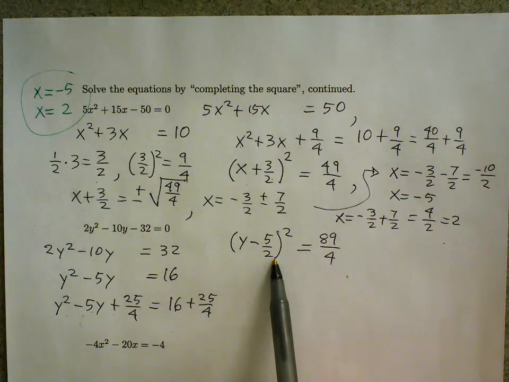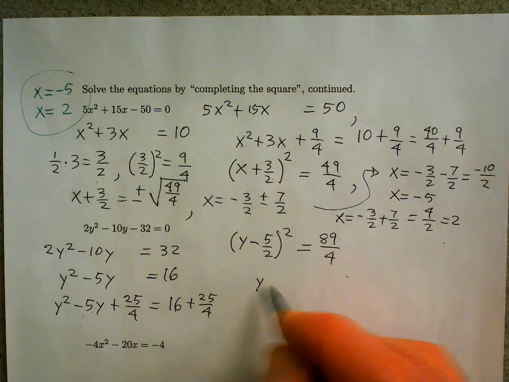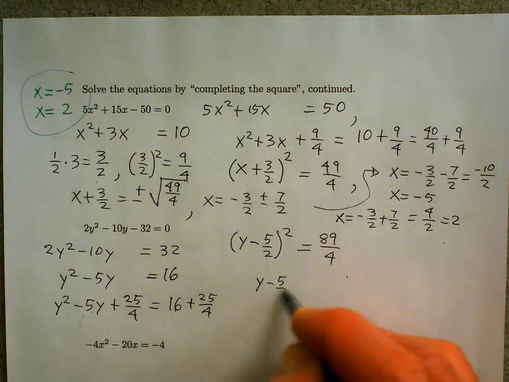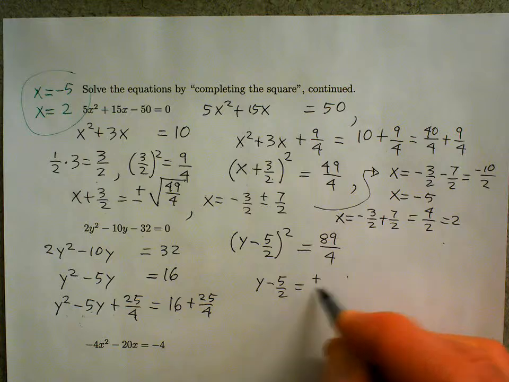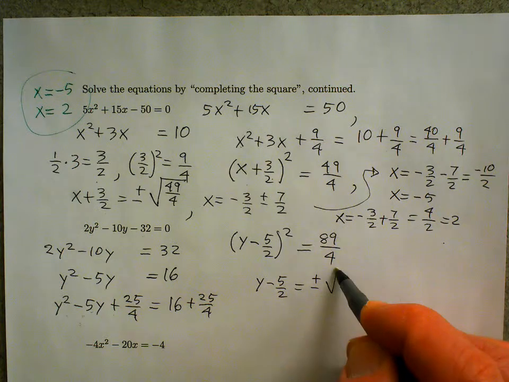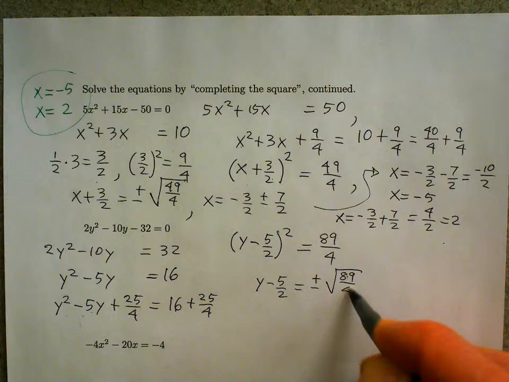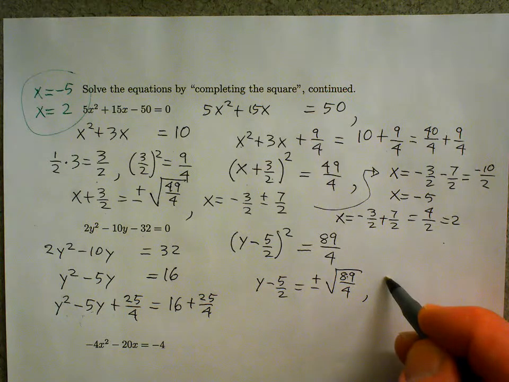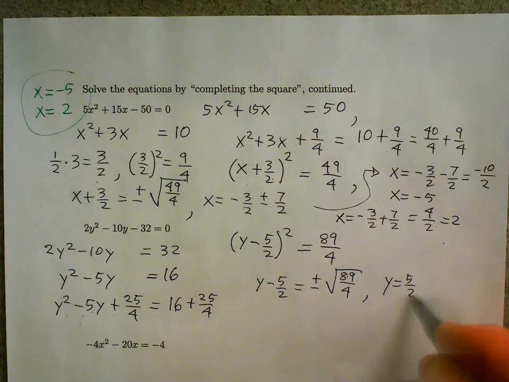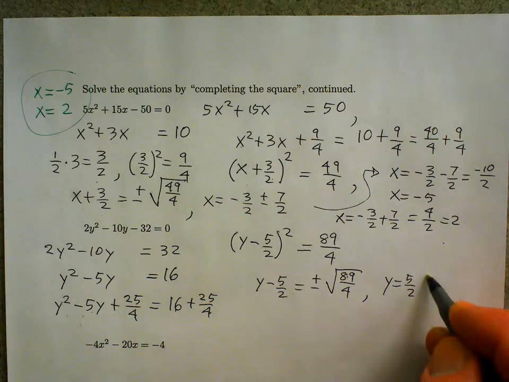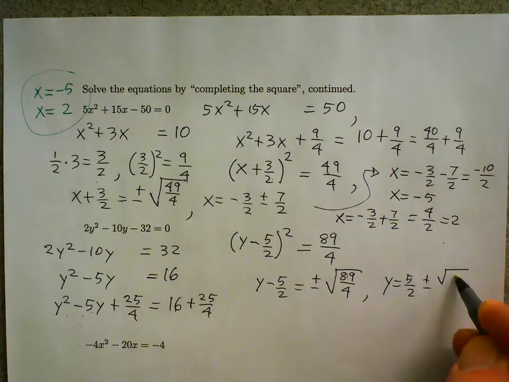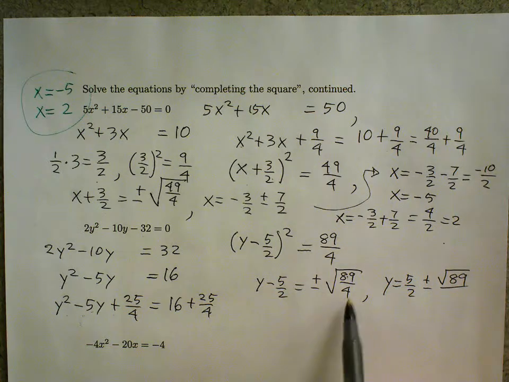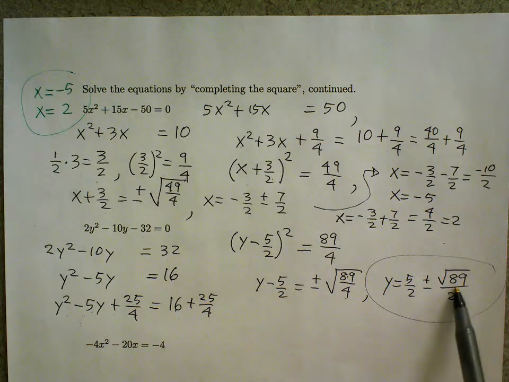Now we can apply the square root property, and we get y minus 5/2 equals positive and negative square root of 89/4. And then y equals 5/2. We add 5/2 to both sides. Y equals 5/2 plus and minus the square root of 89 in the numerator, and the denominator, the square root of 4, is 2. The square root of 89 cannot be simplified any further. So those are the two solutions.